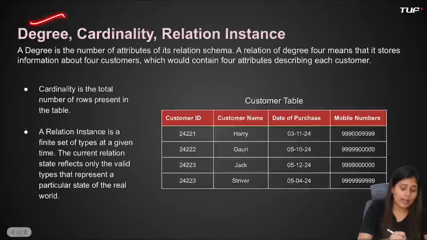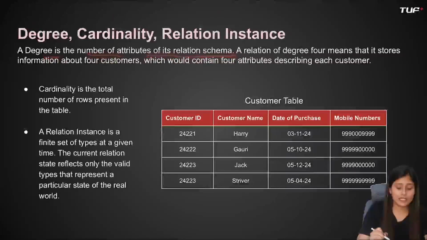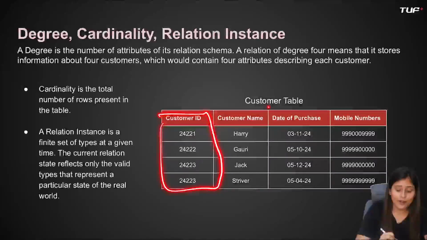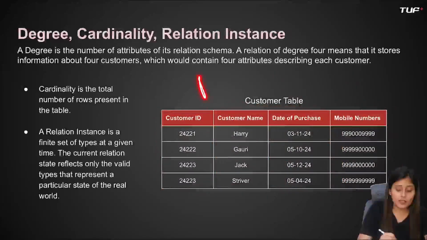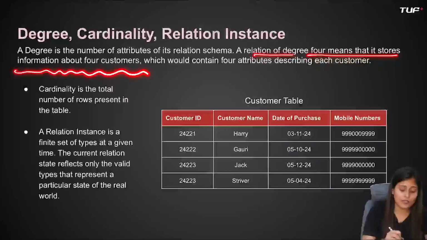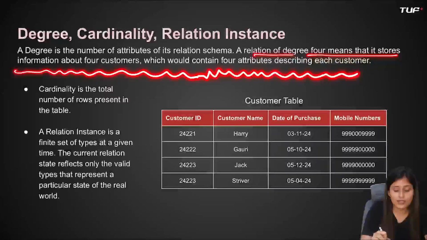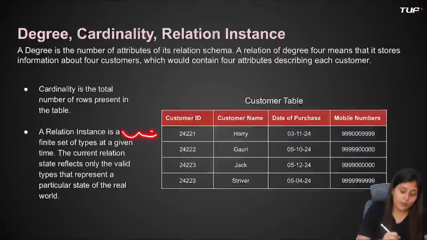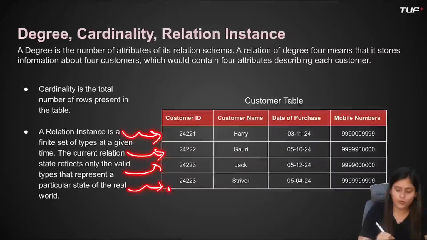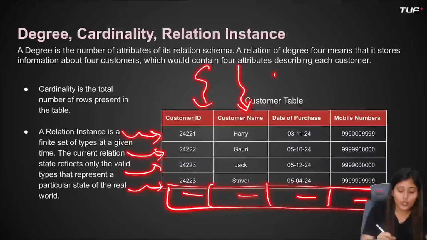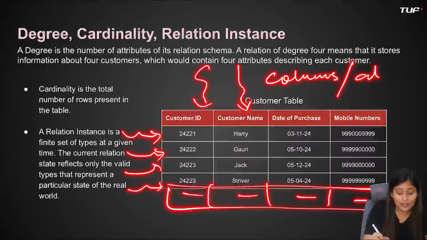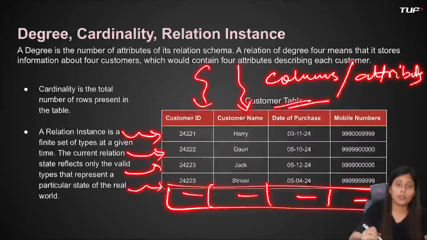Next is degree, cardinality, relation instance. So degree is basically the number of attributes of its relation schema. So here if you can see there are 4 attributes allocated for one customer table. So we can say it is a degree of 4. So a relation of degree 4 means that it stores information about customers, which would contain 4 attributes describing each customer. So the number of rows can be multiple, here in this case it is 4, it can be 5 also. But degree is defined by the number of columns or number of attributes you have used in that particular entity.